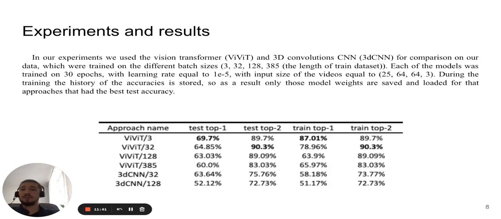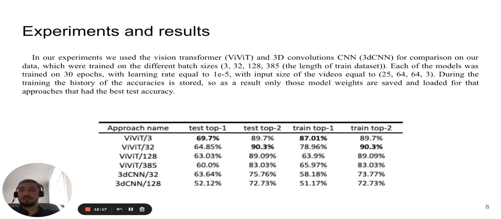In our experiments, we used the vision transformer and 3D convolutions for comparison on our data, which were trained on the different batch sizes 3, 32, 128, and 385, the length of the training data. Each of the models was trained for 30 epochs with the input size of videos equal to 25, 64, 64, and 3. During the training, the history of the accuracy was stored, so as a result, only those model weights are saved and loaded for those approaches that had the best test accuracy. That was done to prevent possible model overfitting.